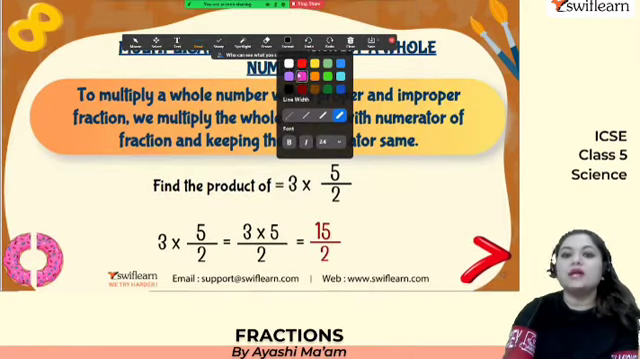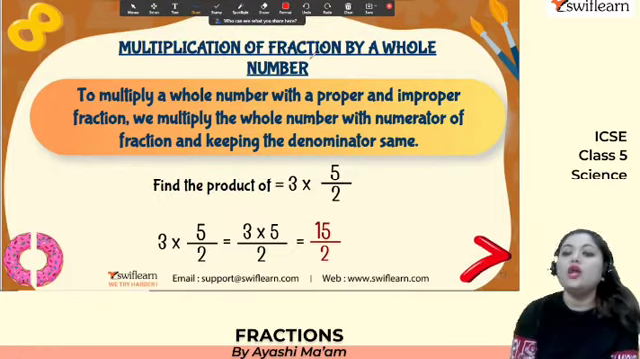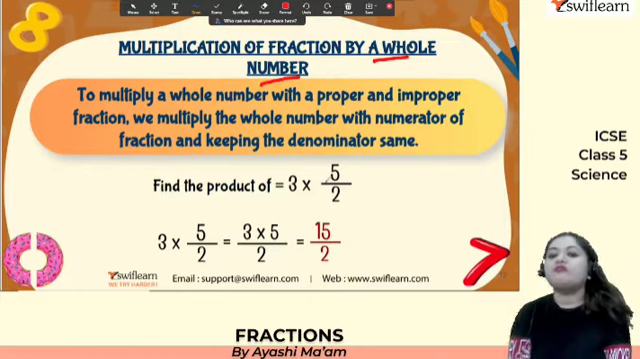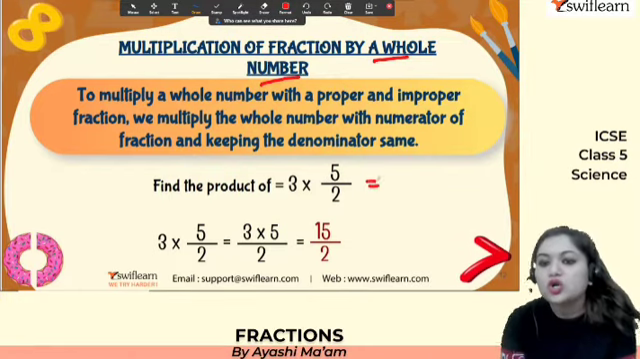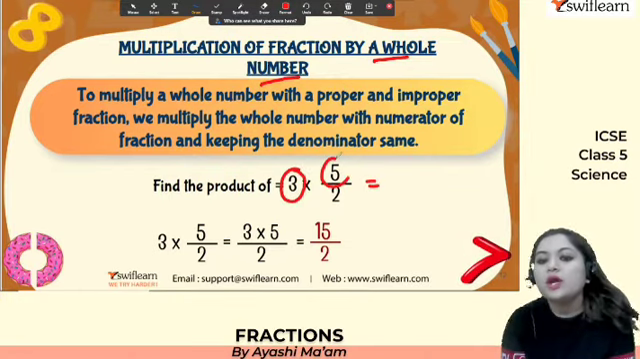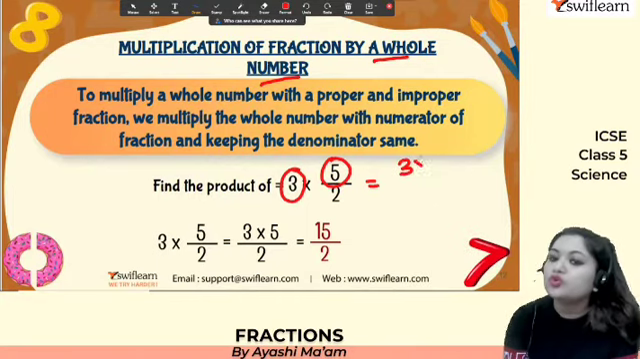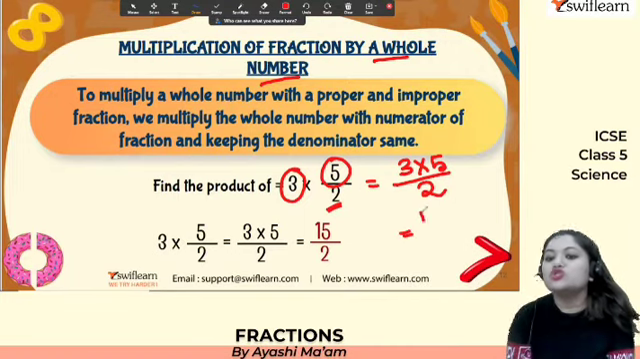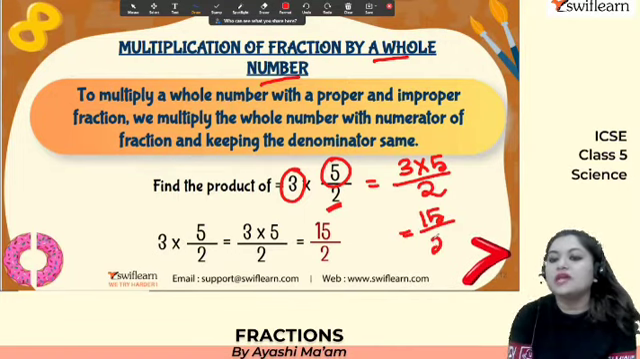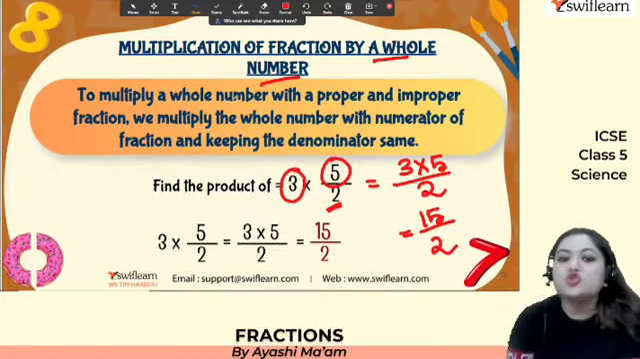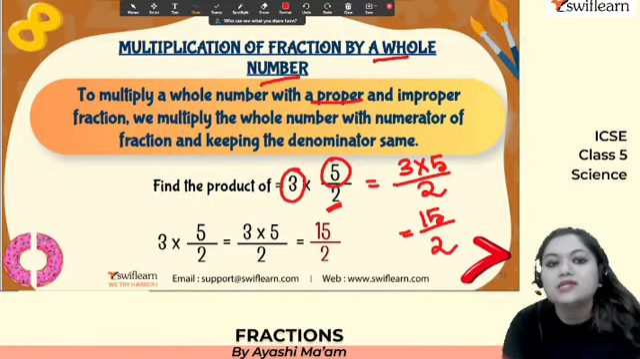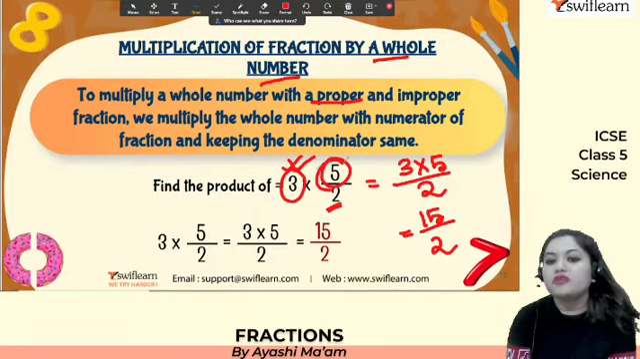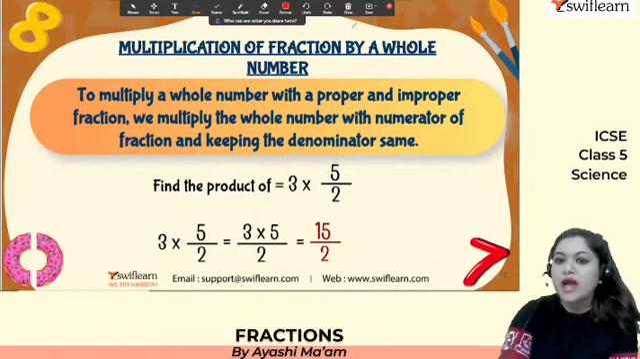First, coming to the multiplication of a fraction by a whole number, so what you need to do here is, suppose we have 3 into 5 by 2. So you simply multiply the whole number with the numerator. That means you simply do 3 into 5 and the denominator will be same as it is, that is 2. So you are getting the answer as 3 into 5, that is 15 by 2. Alright. So to multiply a whole number with a proper and improper fraction, we multiply the whole number with numerator of the fraction, keeping the denominator as the same. Okay.